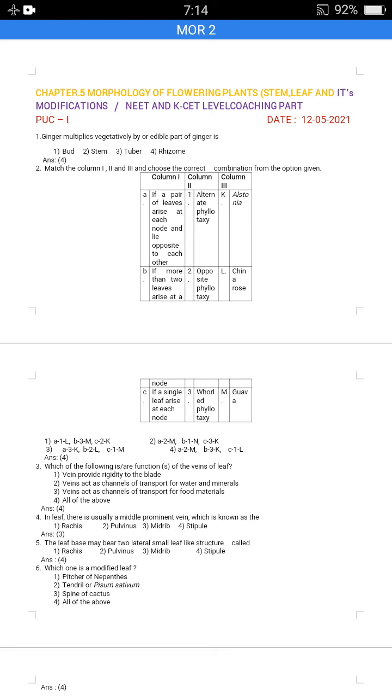Ginger multiplies vegetatively by, or the edible part of ginger is. Let's see the options. First option bud, second option stem, third option tuber, fourth option rhizome. So the correct answer for this question is rhizome, option 4.